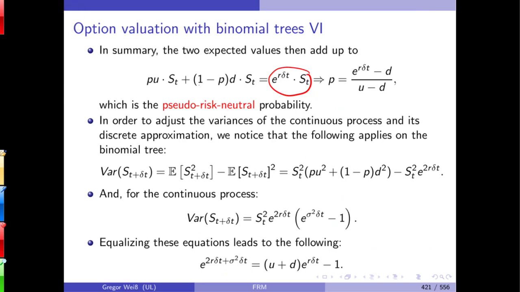Pu times St plus 1 minus Pd plus St is equal to this. And this gives you this. And this is how you can come up with the risk-neutral probability, the pseudo-risk-neutral probability. But this is only the case for the expected value.